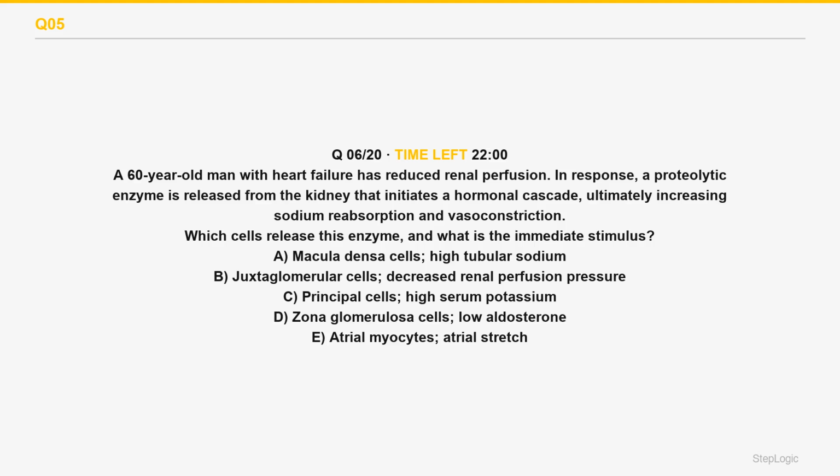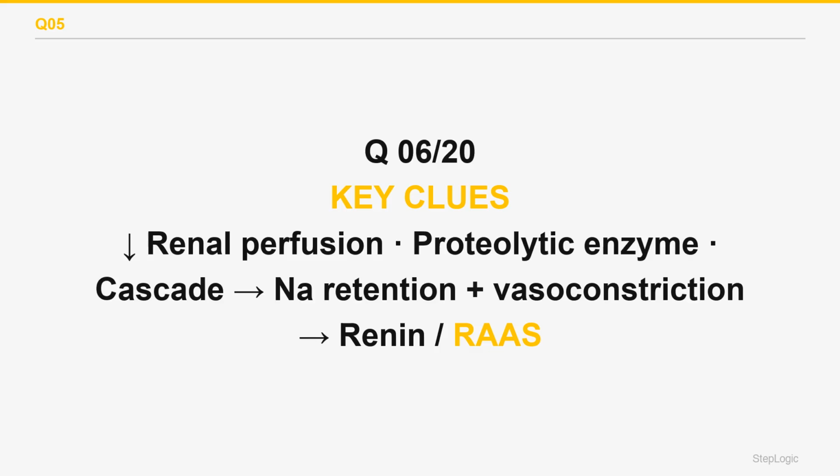Read the command: which cells release the enzyme, and what is the stimulus? Reduced renal perfusion triggers renin release, starting the renin-angiotensin-aldosterone system. The enzyme is renin, released by the juxtaglomerular cells, specialized smooth muscle cells in the wall of the afferent arteriole. The main stimulus is a fall in renal perfusion pressure, sensed directly as decreased stretch of the afferent arteriole, which happens here because of low cardiac output.